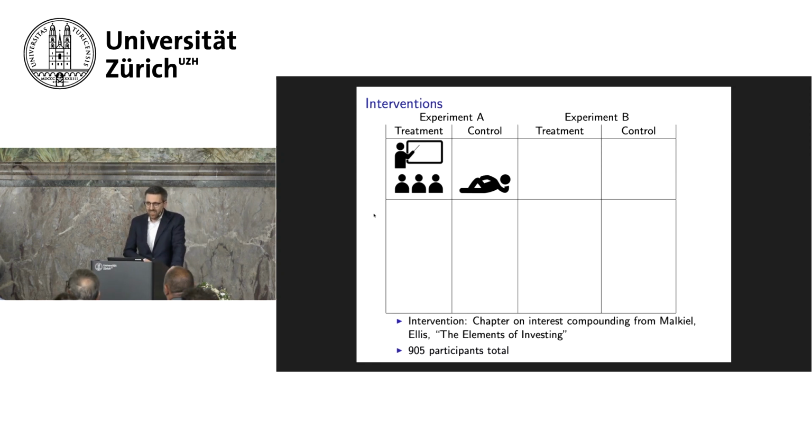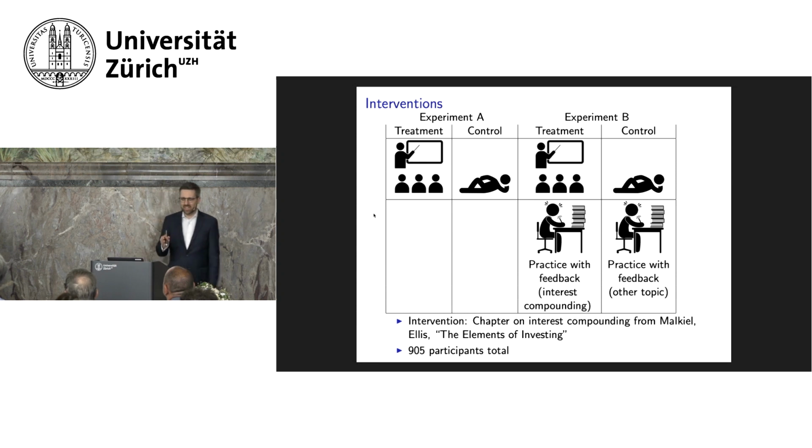So here's a very simple overview of the experiment. We give some people education about compound interest, one of the most basic topics in personal finance. Other people don't just sit around, but they get educated about something that's not relevant for the decisions that we're going to measure. We also do another experiment, which is exactly the same, except that after educating people, we have them practice and we give them feedback about how well they did and where they could improve.